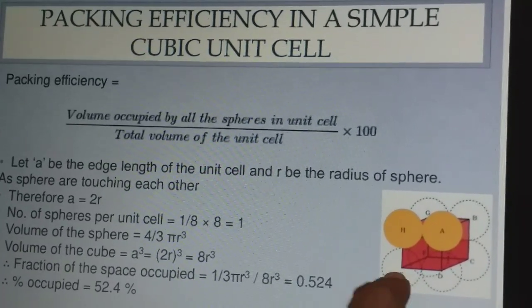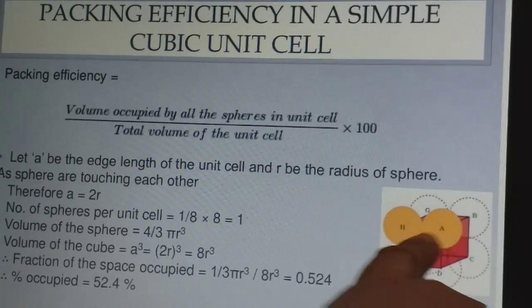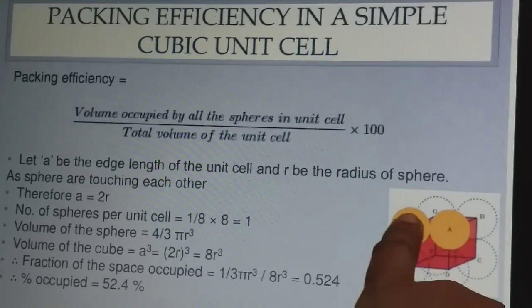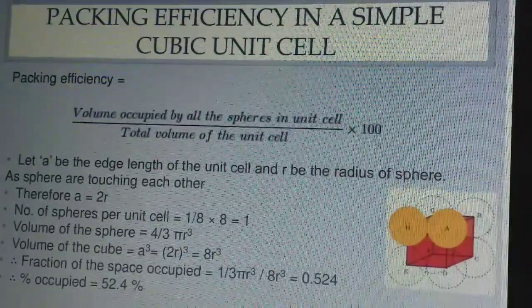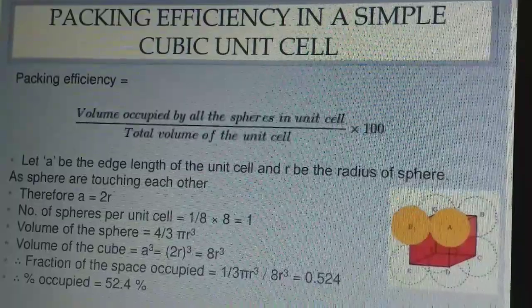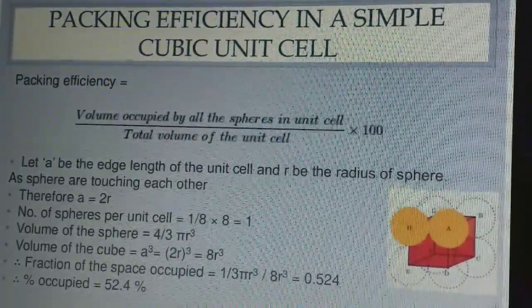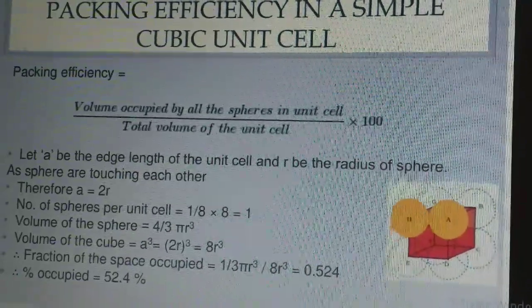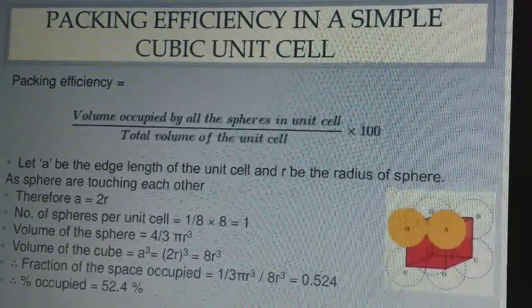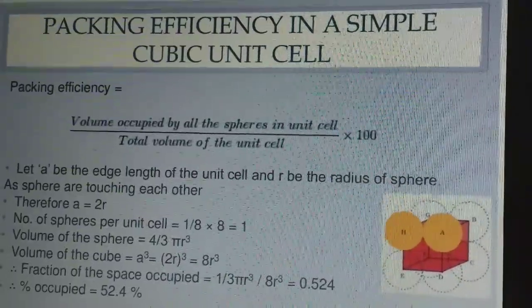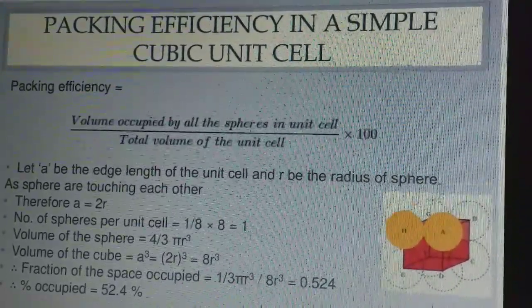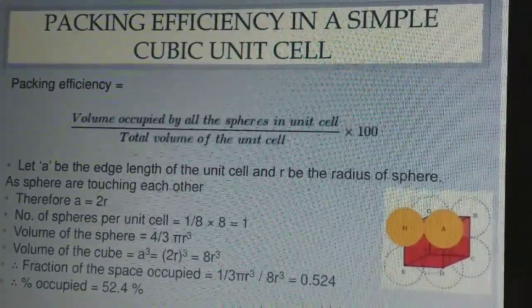Suppose you take this simple cube. It is drawn here. Simple cube means only the corners are occupied. Let A be the edge length of this unit cell and R be the radius of the sphere. The spheres are touching each other, and therefore the edge length A is equal to 2R, where R is the radius. Number of spheres per unit cell in the case of simple cube we discussed already.